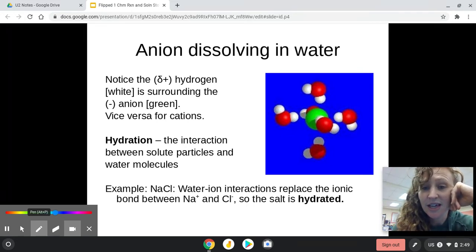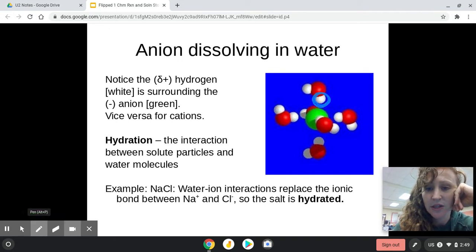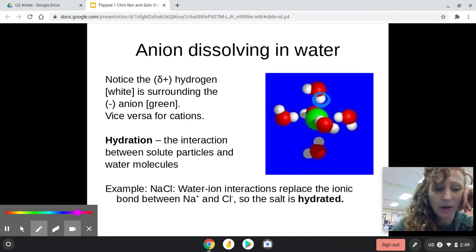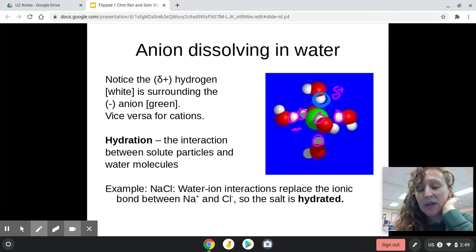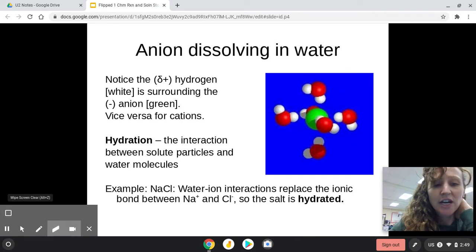Okay, so you see that the white part of the molecule, and remember that white part is the hydrogen, your partially positive part, is all attracted to this green thing. So this green thing must be negative, because the partially positive end of water is attracted to it. This is a beautiful picture of something called hydration.